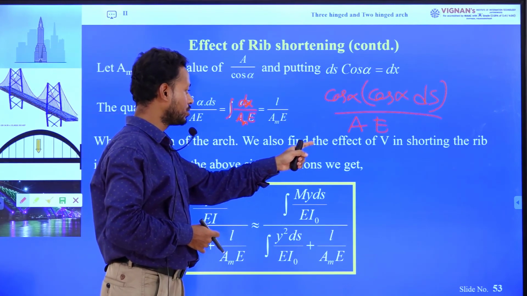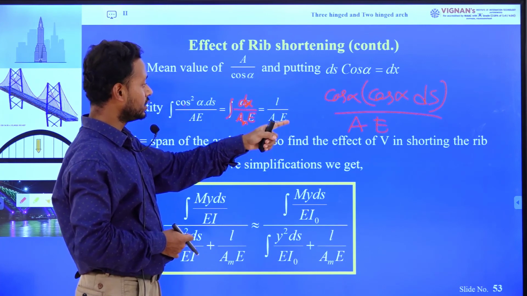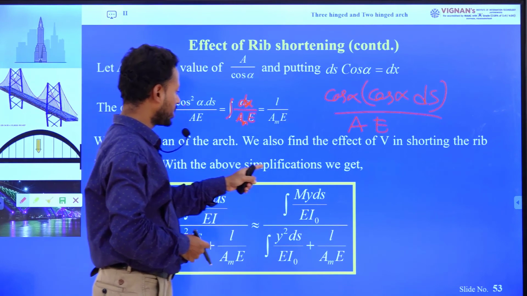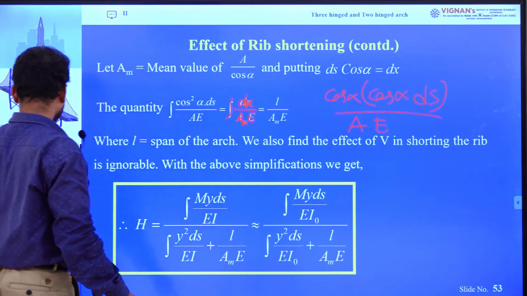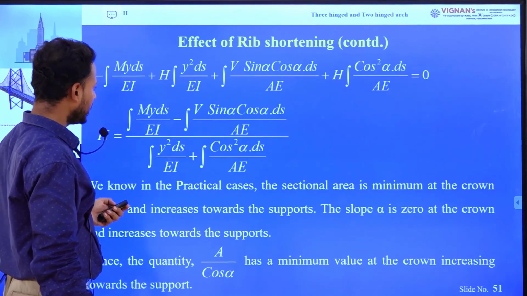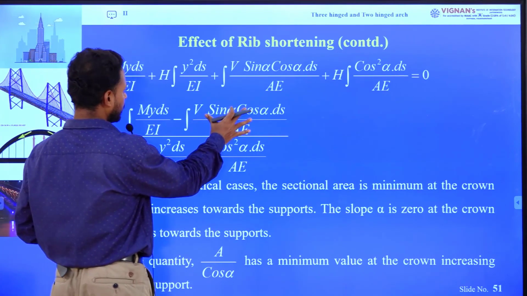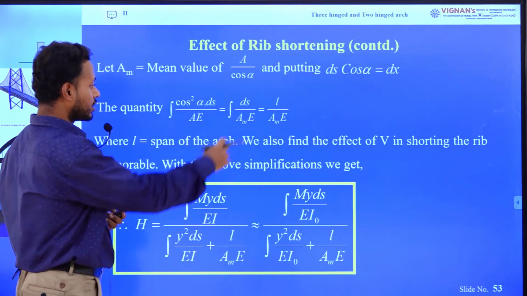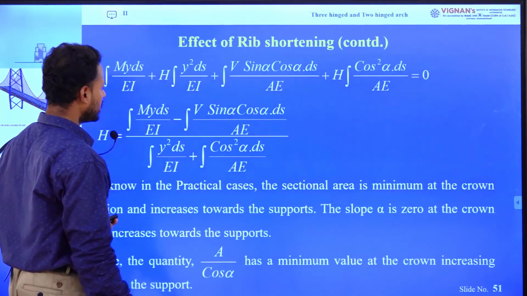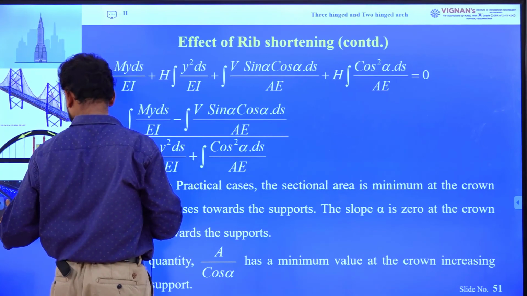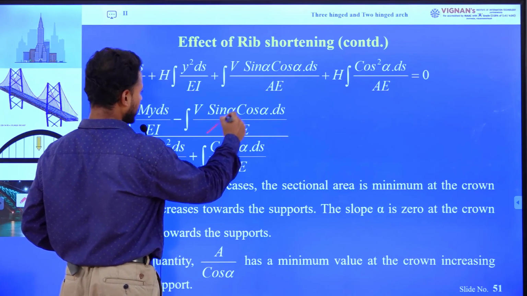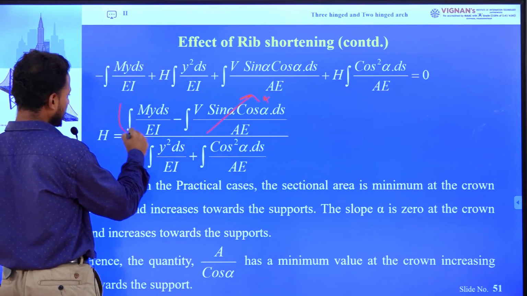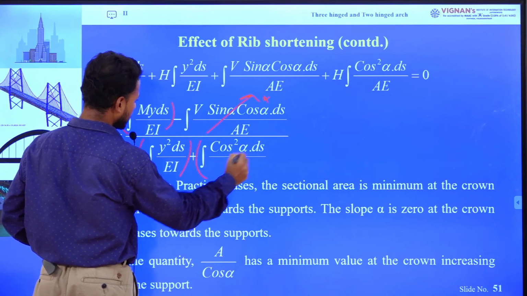We also find that the effect of the V in the shortening of the rib is ignorable. With the above simplification we get this expression. What I am doing in this expression, the effect of rib shortening is very negligible, so I can ignore this term. So I will only consider this term and this term.